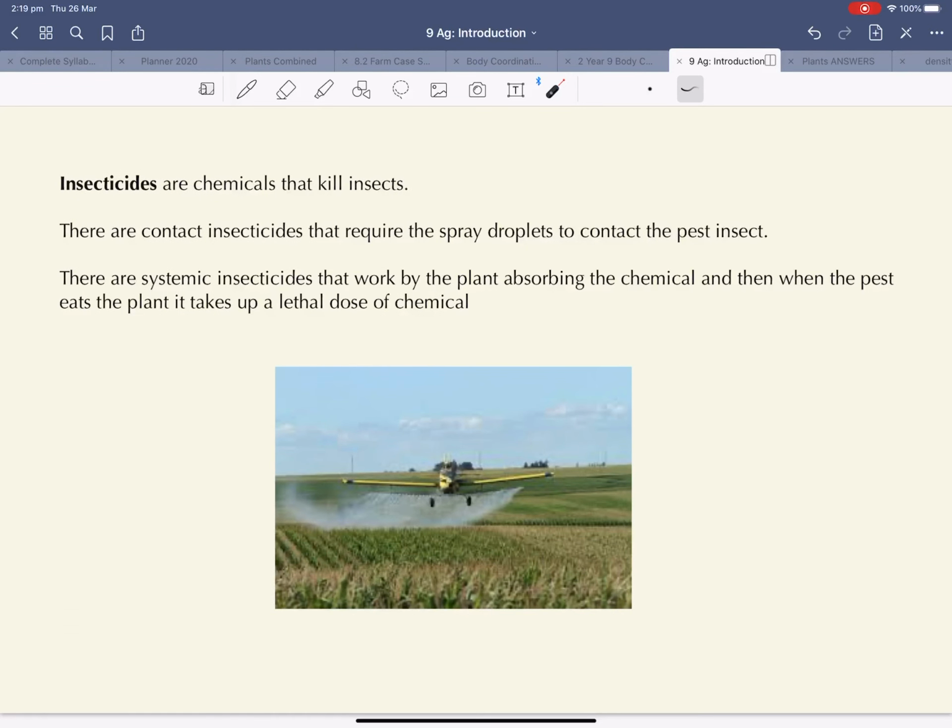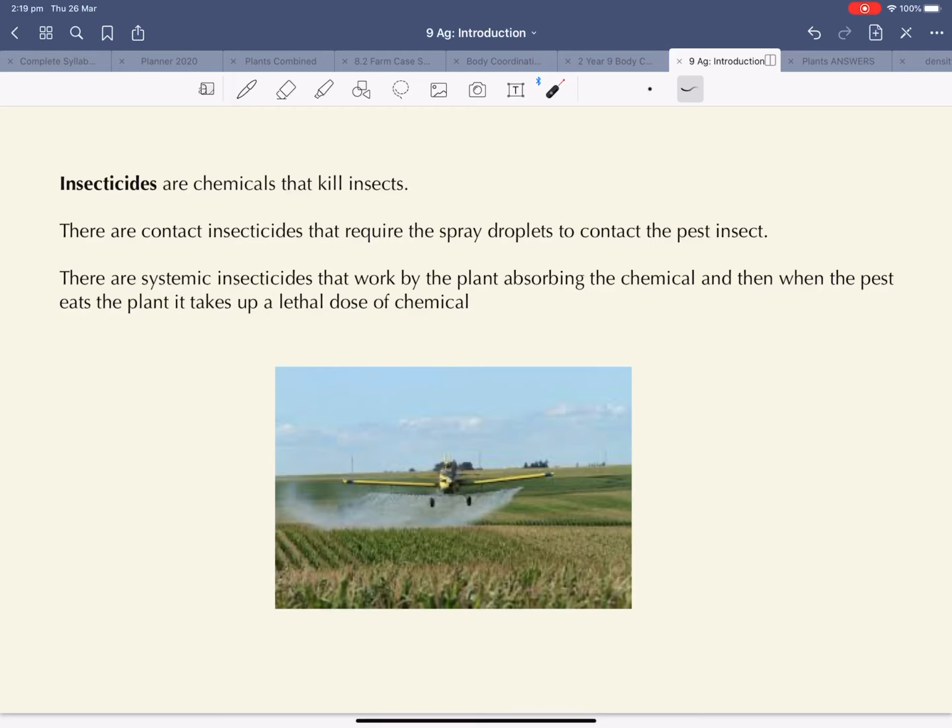So insecticides, they're chemicals that kill insects. There are contact insecticides, and they require the droplets from the sprays. So picture like your hairspray. Those little spray droplets have to actually touch or be ingested, which means eaten, by the insect. Okay, so they only hang around for a very short period of time.